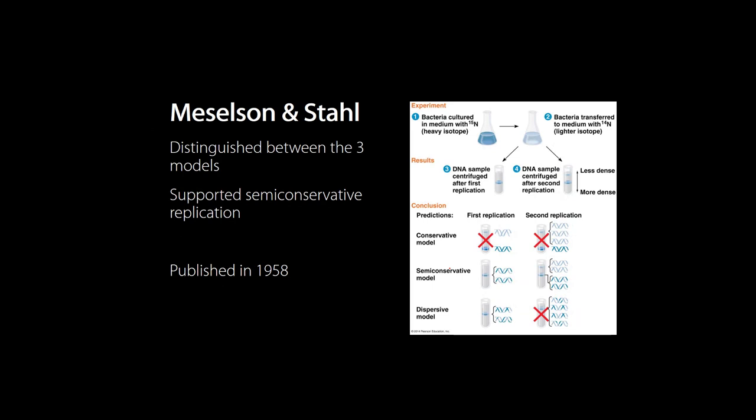All right, so Meselson and Stahl were able to distinguish between the three models experimentally. And their work, published in '58, so just 5 years later, supported the semi-conservative replication. All right, and this is how it worked. They basically took advantage of the fact that nitrogen-15 is heavier than nitrogen-14. It's different by a neutron, so that's okay. They took advantage, though, of that difference, right?